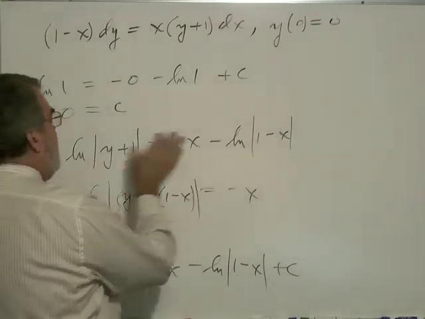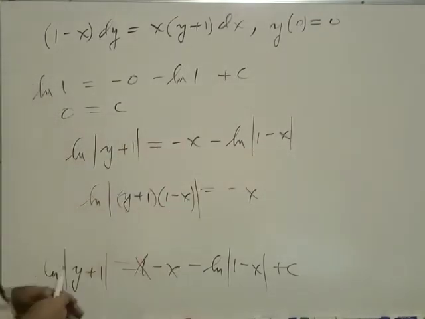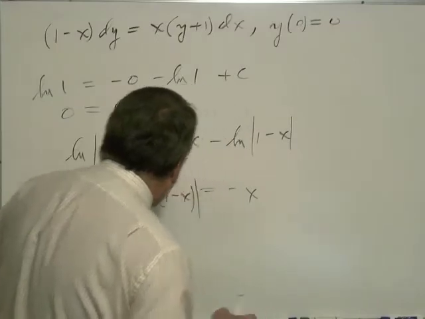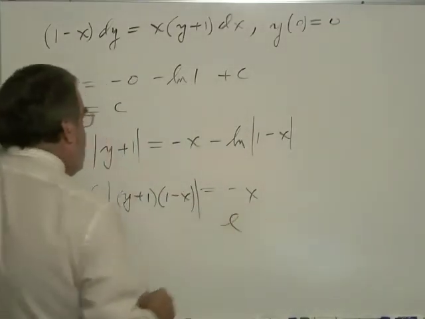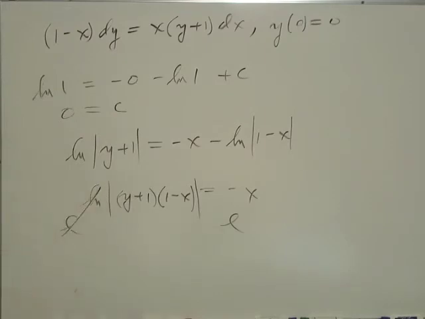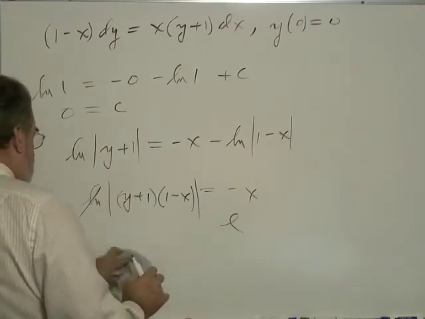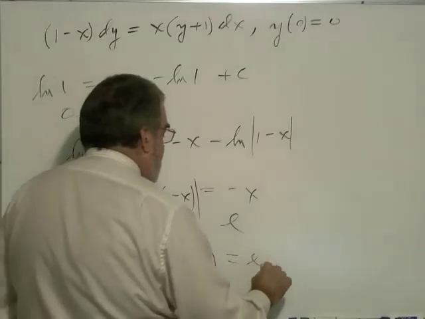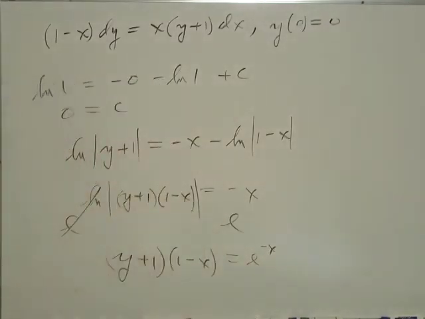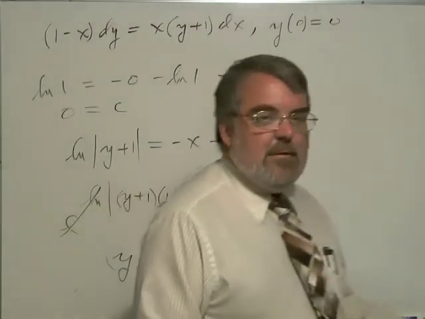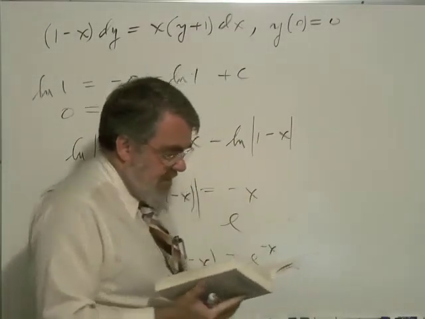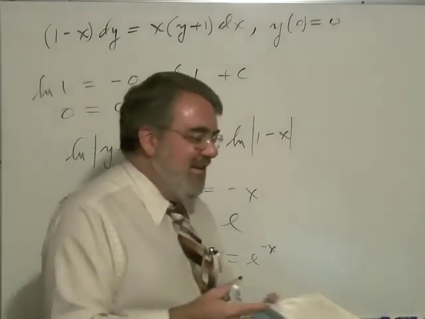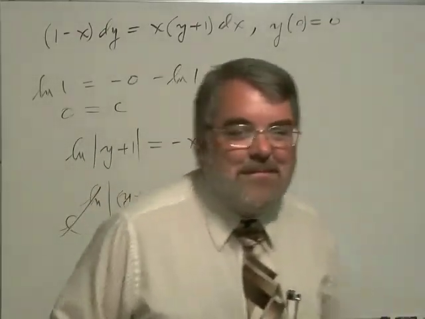So I combined steps here. This is a log plus a log. That means it's the log of a product. And now I'm going to get rid of the natural log by making both sides an exponent of e. That essentially cancels it. So I end up with y plus 1 times 1 minus x equals e to the minus x. So there you go. Let me see if that's how the book wrote it. And actually, that's exactly how the book wrote it. So it's kind of rare to get your answer to look exactly like the book.